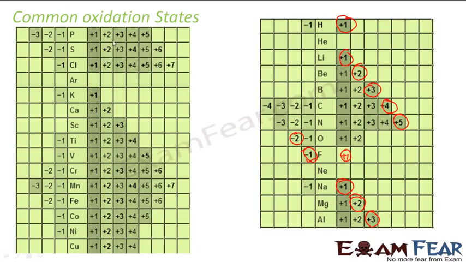Similarly, phosphorus can have plus 1, 2, 3, 4, 5 in most cases, also minus 1, minus 2, minus 3. Sulfur can have plus 1, 2, 3, 4, 5, 6, and minus 1, minus 2 also. Chlorine can have minus 1, plus 1 to plus 7. Similarly, argon is 0. For potassium most of the time it is plus 1, but we have minus 1 also. Calcium plus 1, plus 2 mostly. Similarly, we have the list. You don't have to memorize this, but it's good to see this list once so that you get comfortable with the oxidation states of various elements.